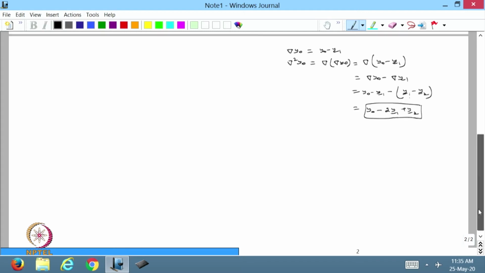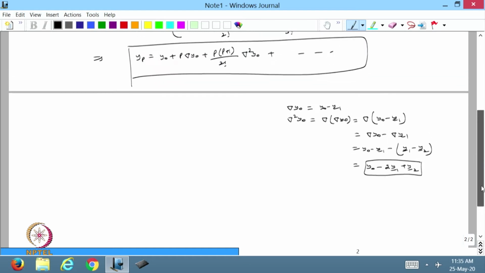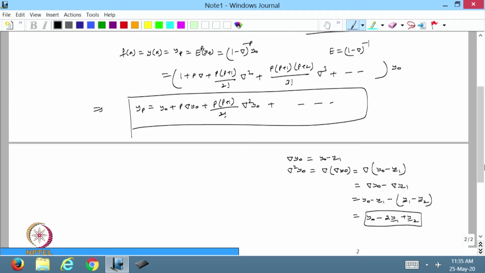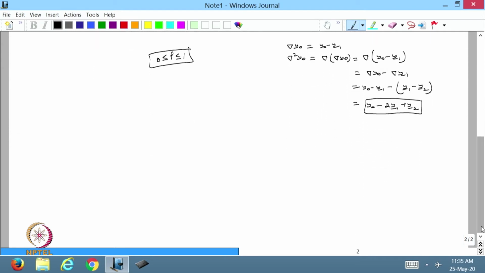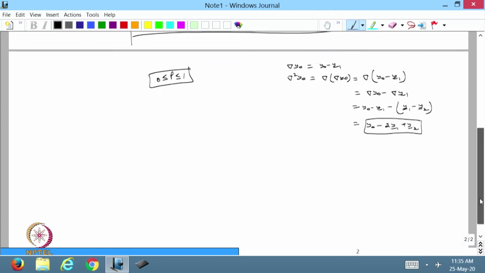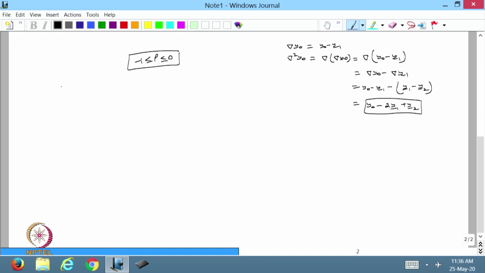Let us do examples, then it will be more clear. Also in this case the value of p should be between minus 1 and 0, only then can I apply the Newton backward formula. Let us take one example.